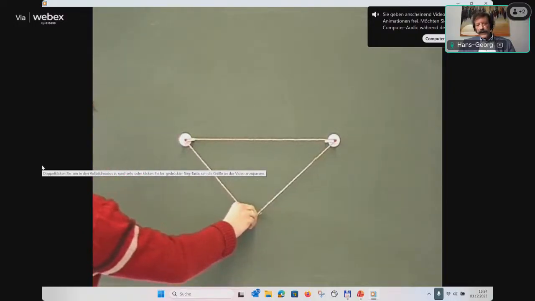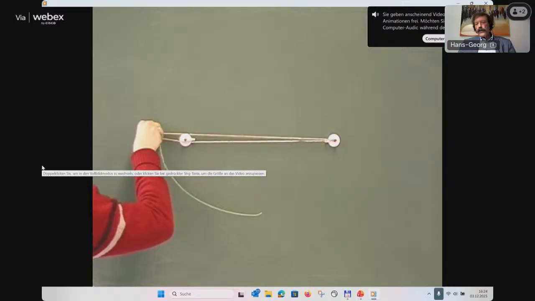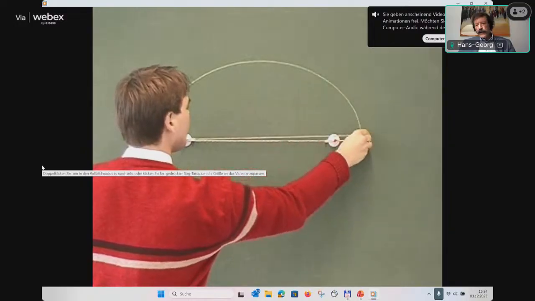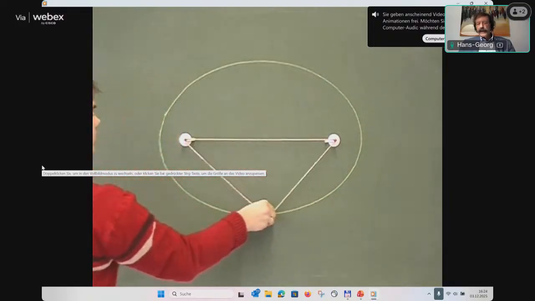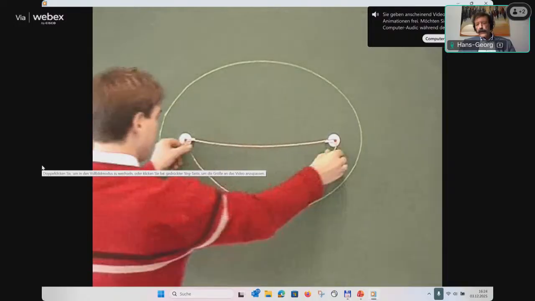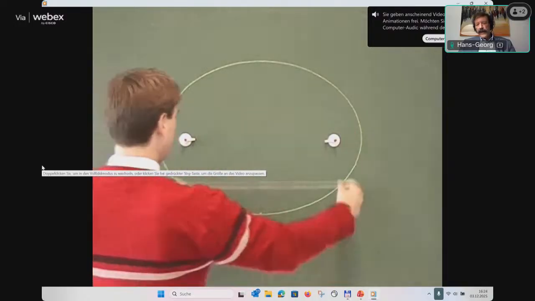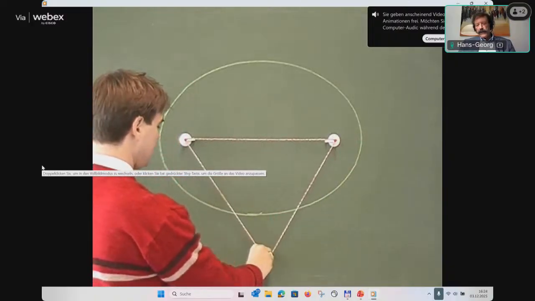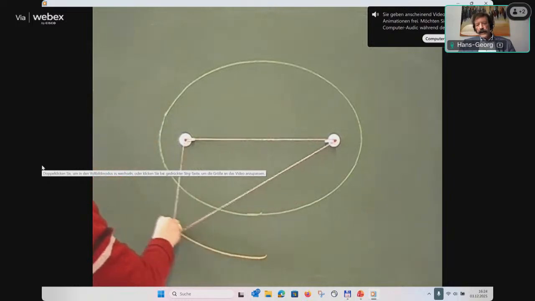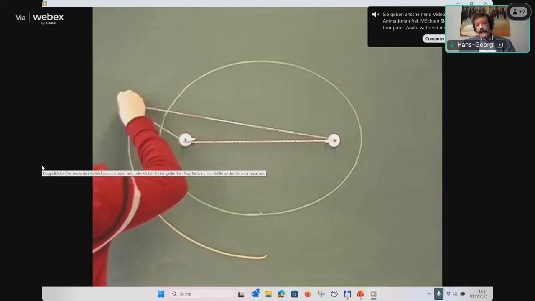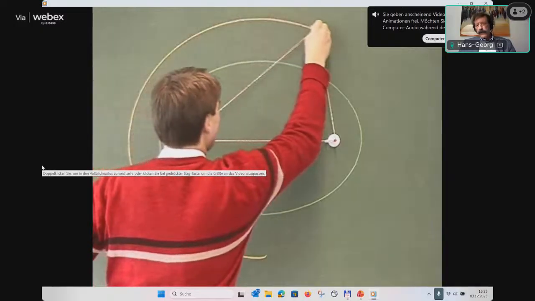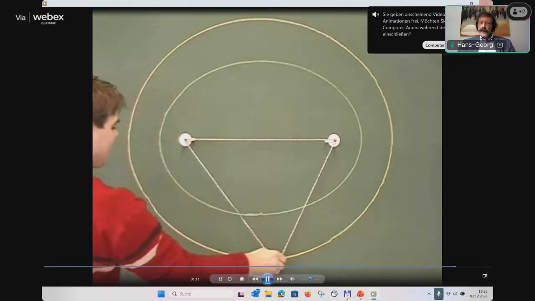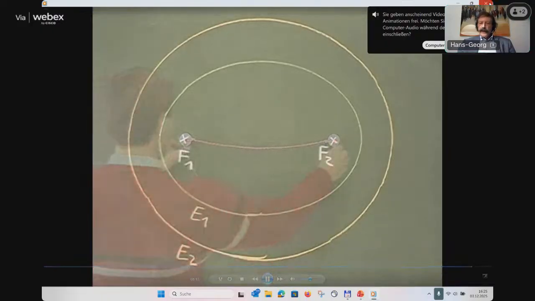So, and this is exactly what we have done with GeoGebra. You can do it here, maybe in a nicer way. And if you take another length, then you can draw two ellipses, and they have the same foci, focus 1 and focus 2. These are these two points.